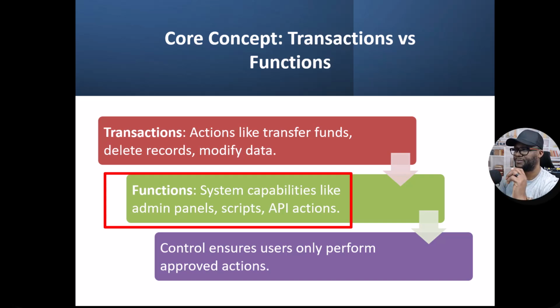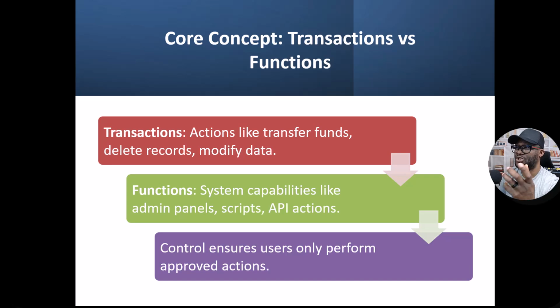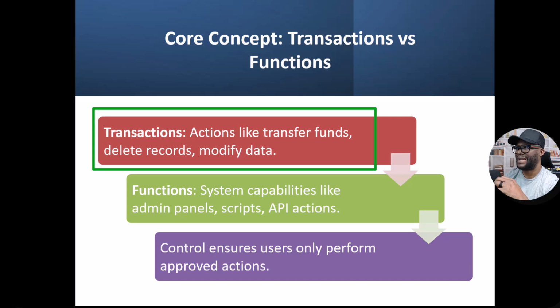You call them functions. Now, transaction is the business level. These are tied to business processes like approving invoices. You want to modify payroll, you want to delete a customer's data, you want to submit a change, you want to create a specific user. So if we link the two together, you will have a function that can say create a user.